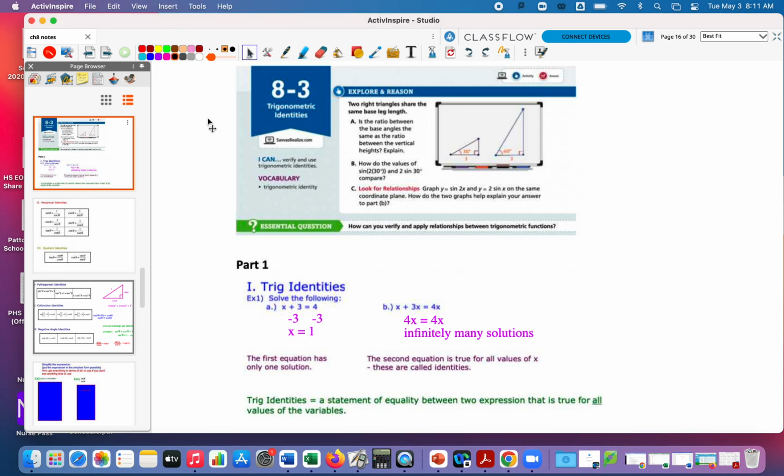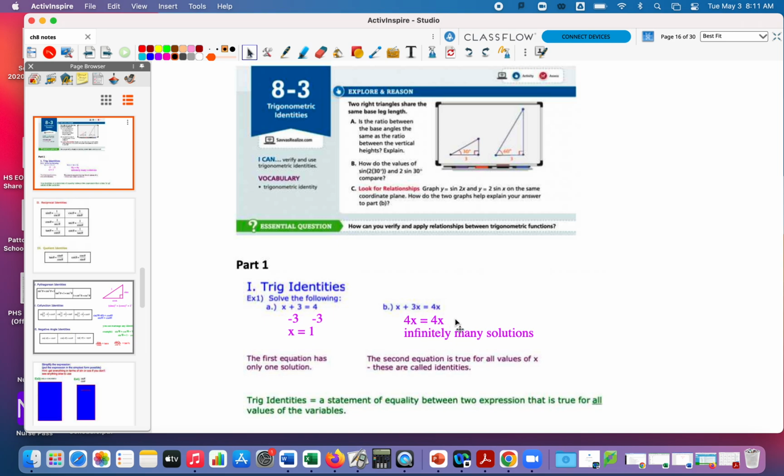All right, in this section, 8-3, we're going to be looking at trigonometric identities. So the idea of an identity is essentially a statement of equality between two expressions that is true for all values of the variable. So when you look at this basic equation here, you can subtract 3. So x has to equal 1. There's only one answer. On this one here, you can combine the x plus 3x, you get 4x equals 4x.